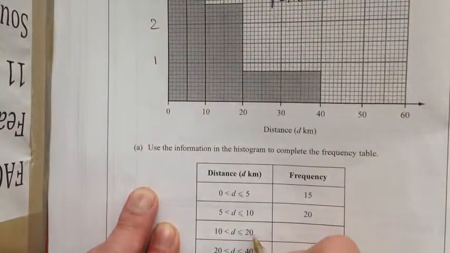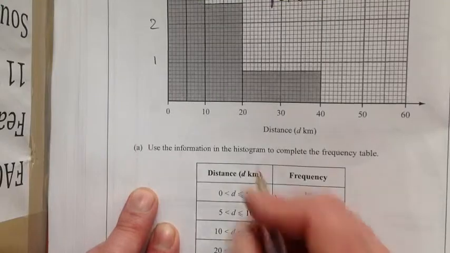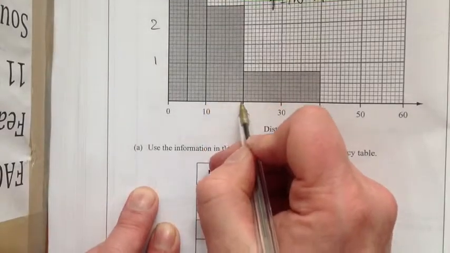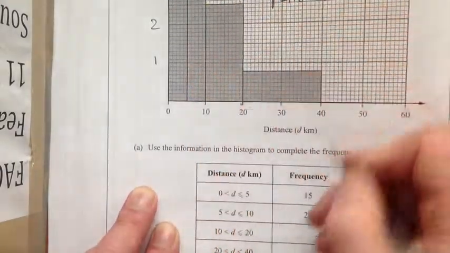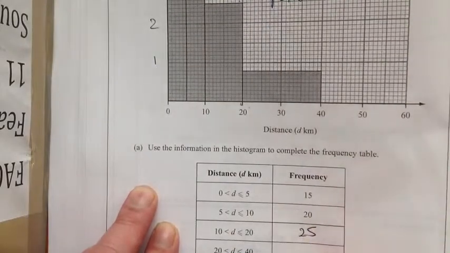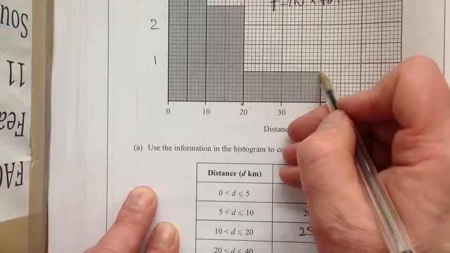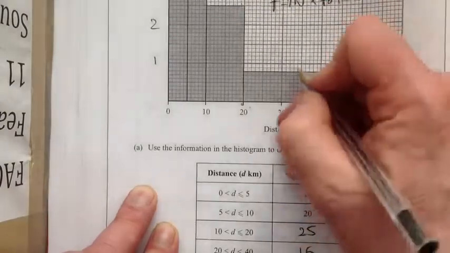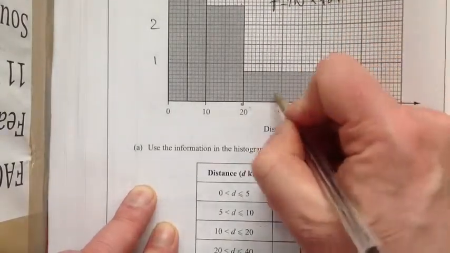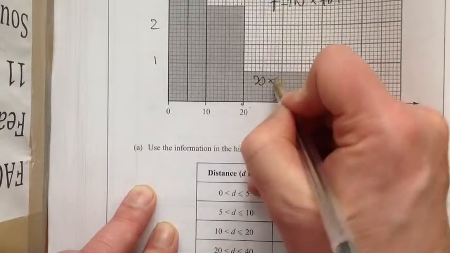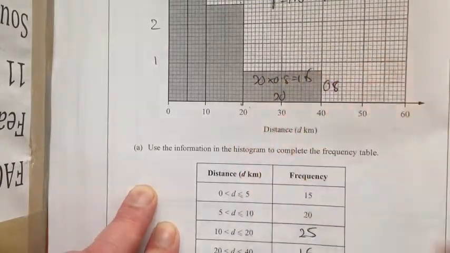So 10 to 20, I know the frequency, so the width is 10, and it's 10 times 2.5, that will be 25. 20 to 40, that's 20 times 0.8, which is 16. Okay, so there's the 0.8 there, the 20 there, 20 times 0.8 equals 16.